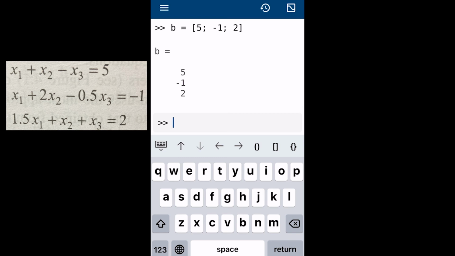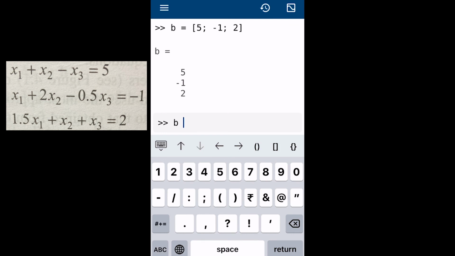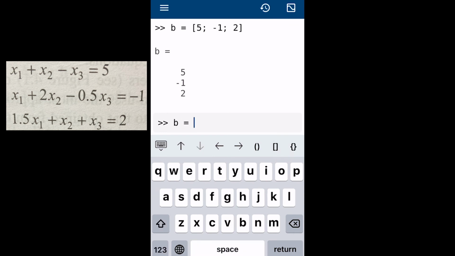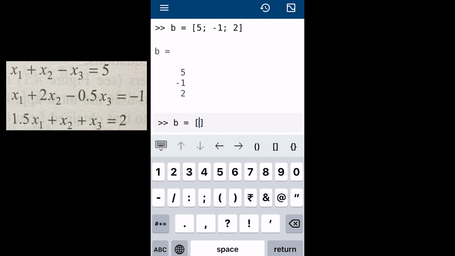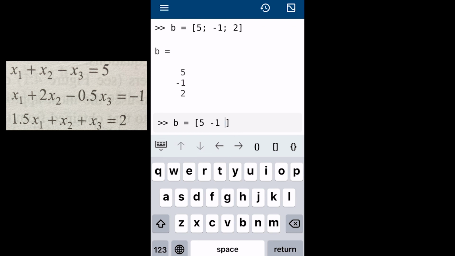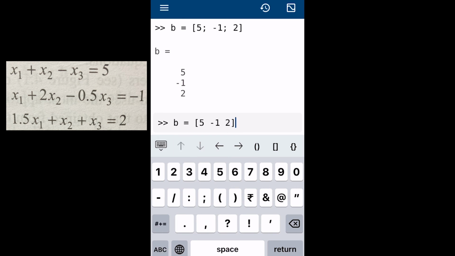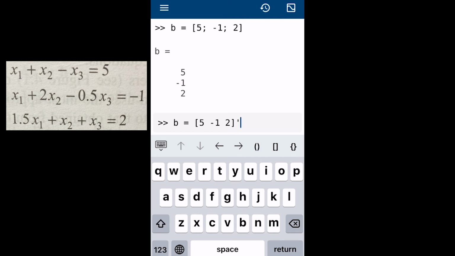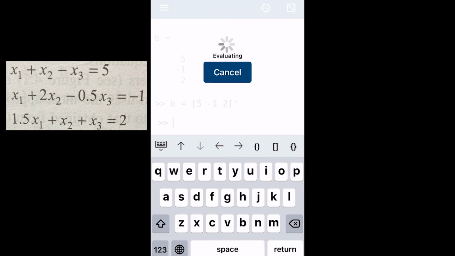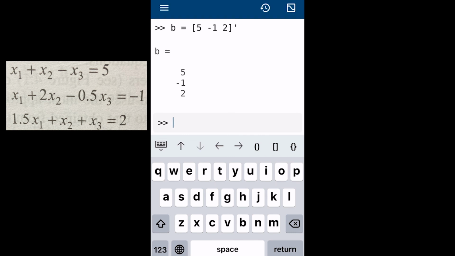There is another way to define this without putting semicolons. You could have done it like this: B equal to square bracket 5 space minus 1 space 2. And I already told you to take the transpose, you have to type an apostrophe, right? If you press return, you are getting the same thing. Anyway, I've already defined the matrix A and the right hand side vector B.